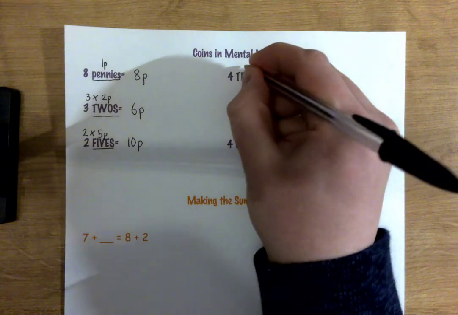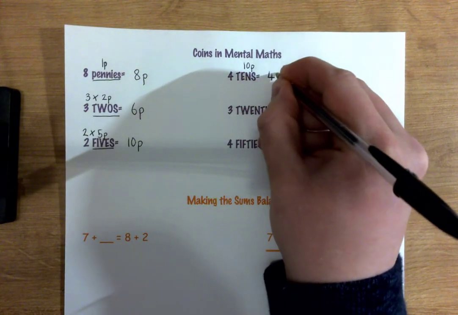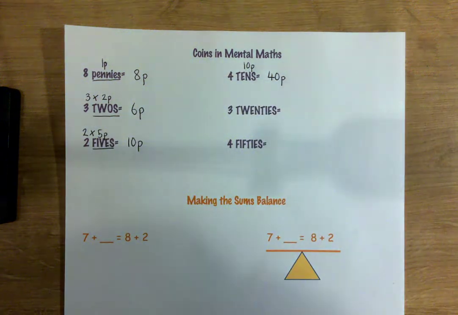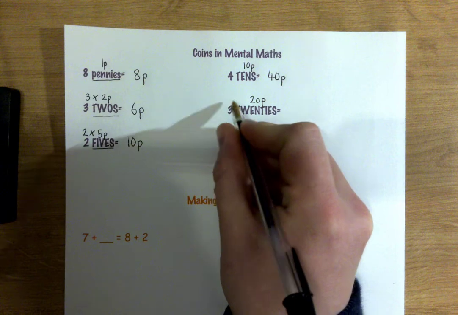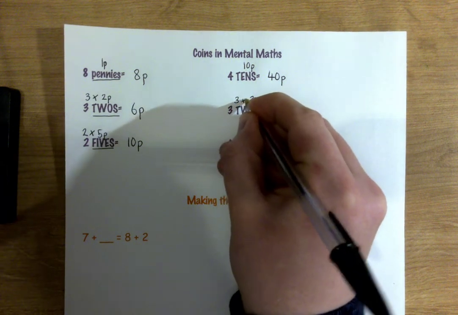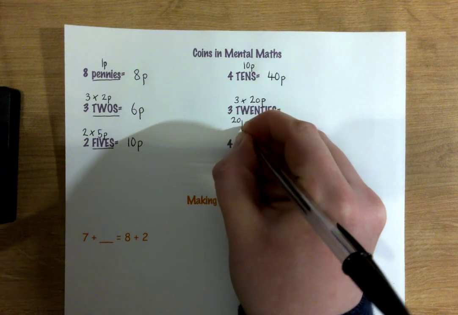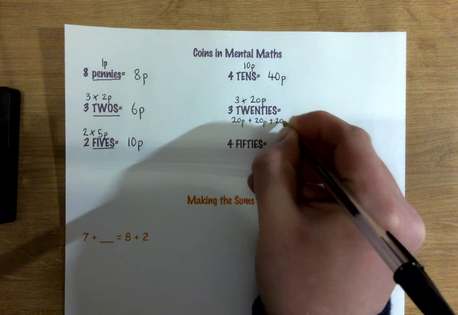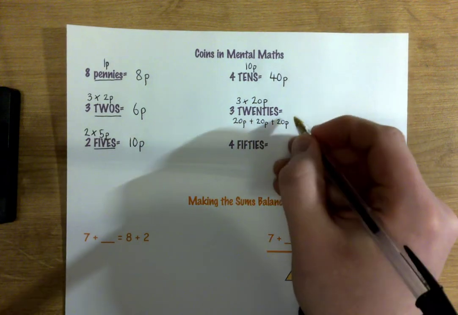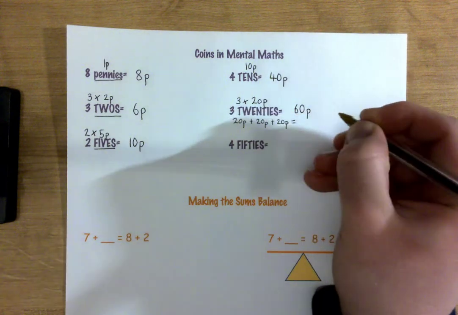4 tens? Yep, you've guessed it. 4 10p coins, and that equals 40p. 3 20s? 3 20p coins. Now, you could do 3 times 20. That seems quite scary. But you could also do 20p, add 20p, add 20p, and that means the same thing. It will give us the same answer. That equals 60p.